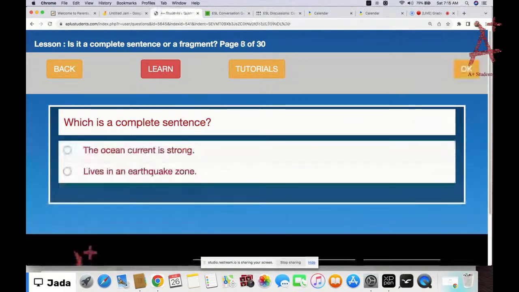So which is a complete sentence? The ocean current is strong. Lives in an earthquake zone. If you say lives in an earthquake zone, we don't know who lives in the earthquake zone, right? It's missing a subject. It could be Michael lives in an earthquake zone or he lives in an earthquake zone, but it's missing something, so we do not know. But if you say the ocean current is strong, then it's a complete sentence.